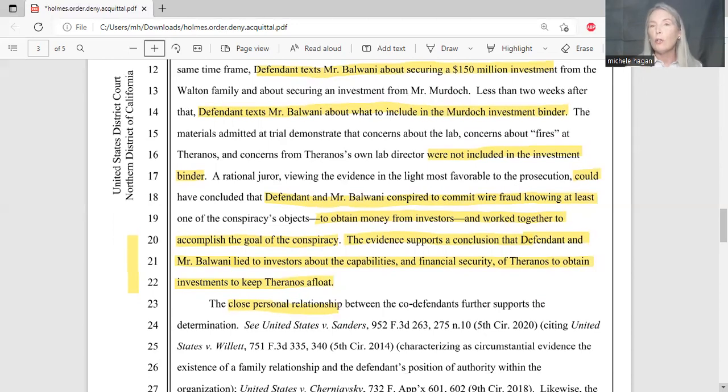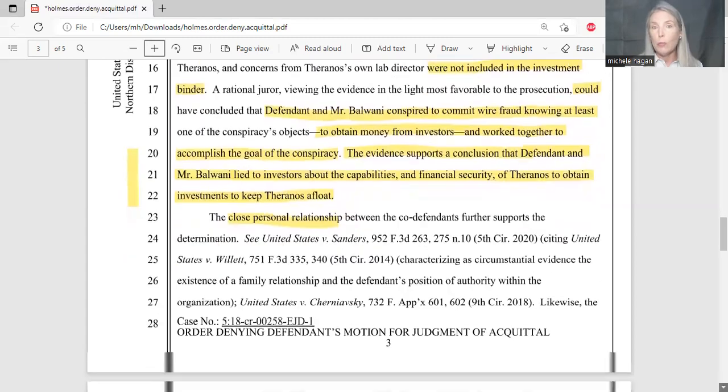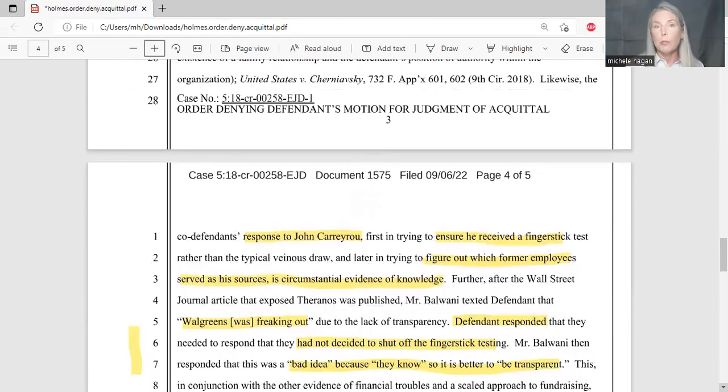The evidence supports a conclusion that Holmes and Balwani lied, not half-truths, which is what the defense argued, that they were half-truths or misrepresentations. No. In this order here, the judge says Holmes and Balwani lied to investors about the capabilities and financial security of Theranos to obtain investments to keep Theranos afloat. It was a financial motive to defraud investors. Another reason is the close personal relationship between Balwani and Holmes was also a consideration that was persuasive.